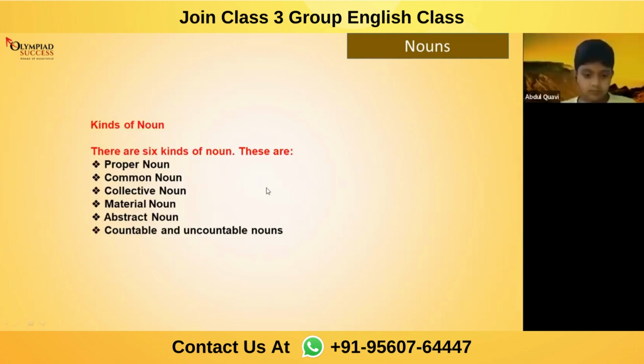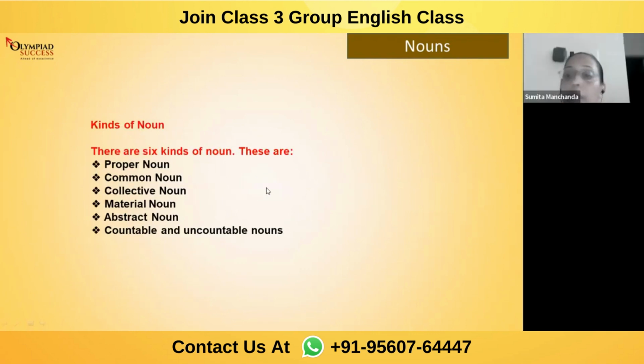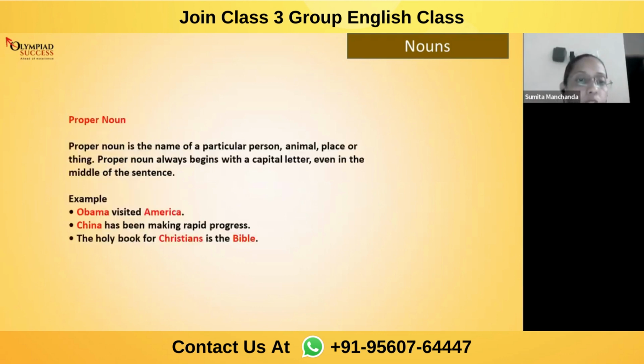Now, when I talk about proper noun, we know that proper noun is when we are taking a name in a very proper way. Any name, it can be Sneha, it can be Abdul, it can be Dhruv, it can be Charvi. These are taken to be a proper noun. Proper noun is the name of a particular person, animal, place, or thing. Proper noun always begins with a capital letter, even in the middle of the sentence.